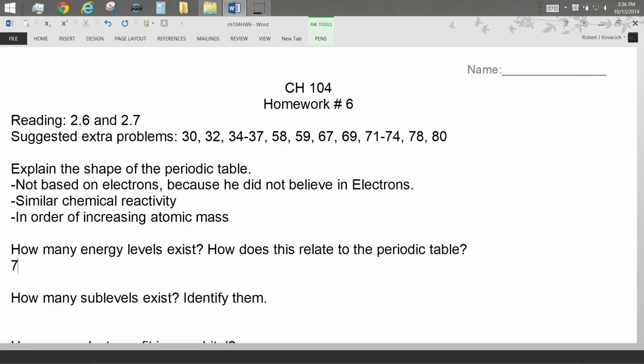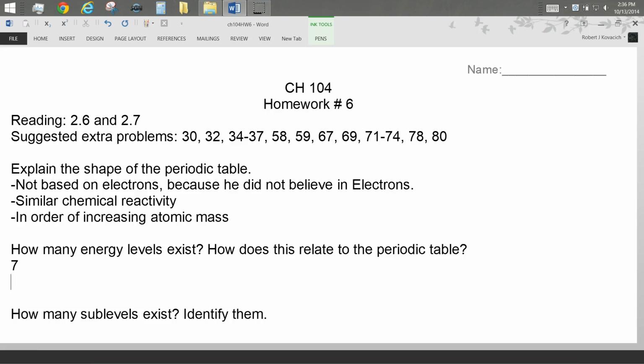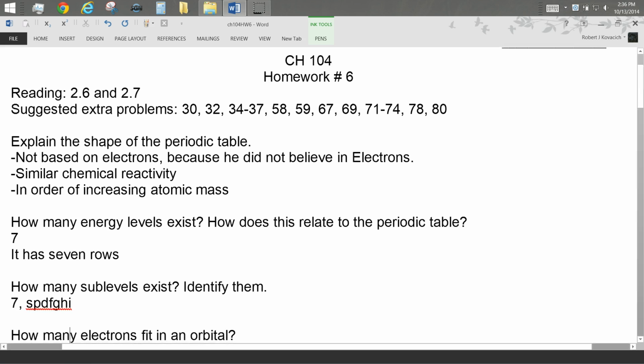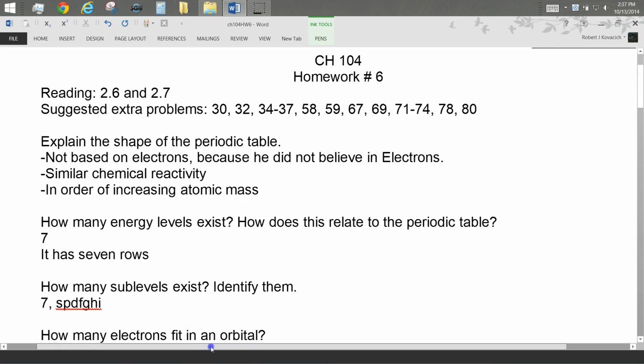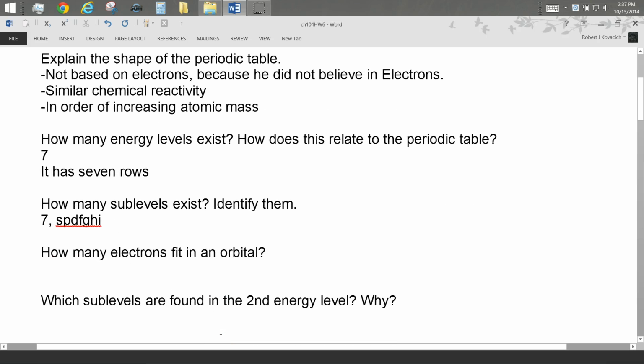Energy levels, 7. How does that relate to the periodic table? 7. One for each row. It has 7 rows. Sublevels, 7. And SPD, then there are 7 of them. Even though we don't use G, H, R, I, we only use the first 4, they still exist.